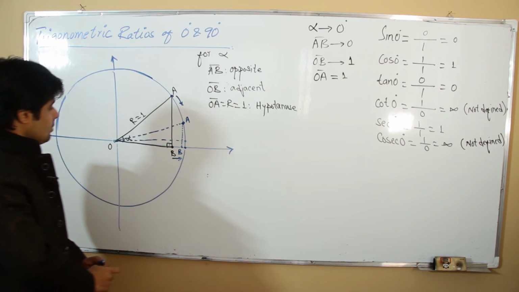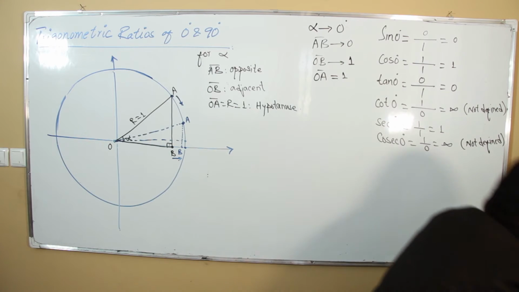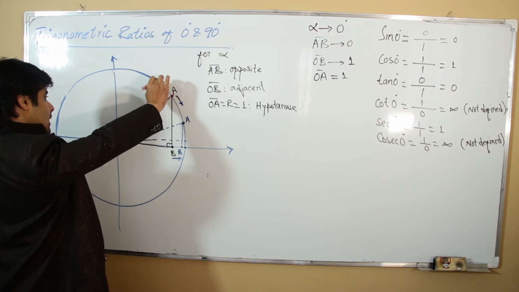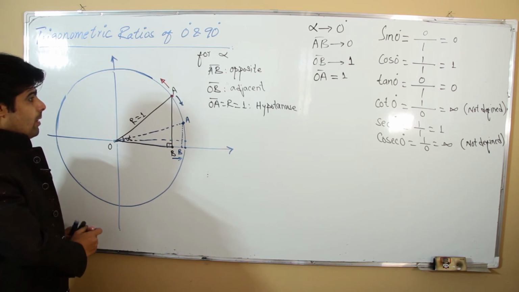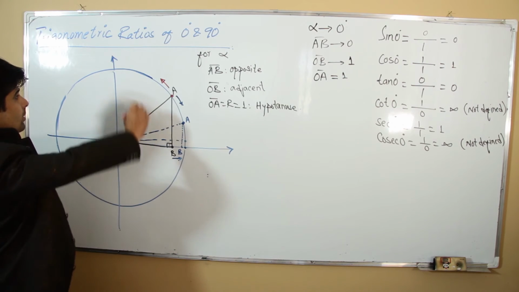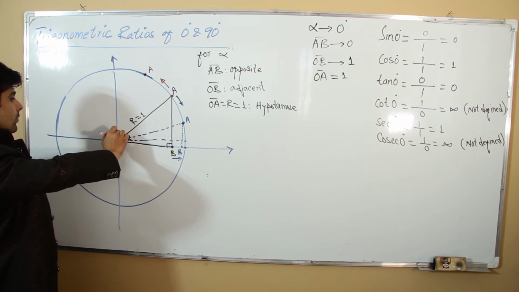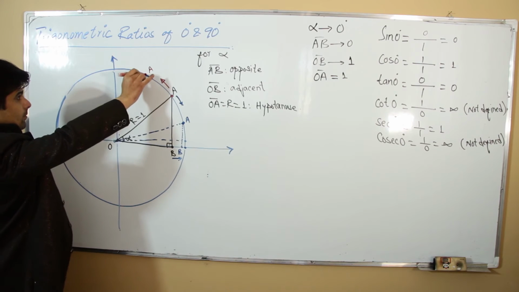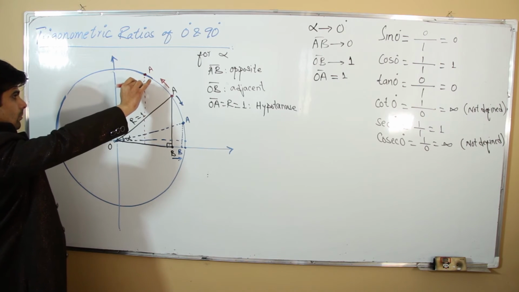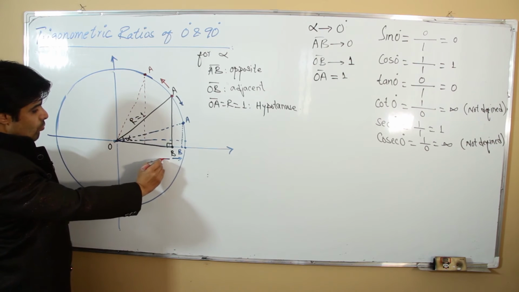Now come to 90 degree. In 90 degree, alpha should be increased. I mean, this A should come to this side. Am I right? Yes. Now put A here. This is your A. Now this is your triangle. B moves to the left side.